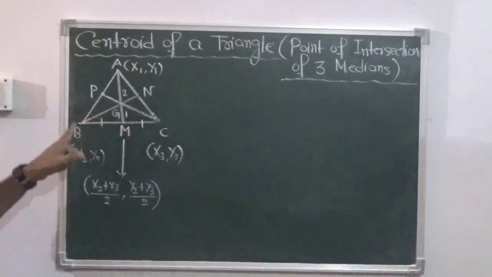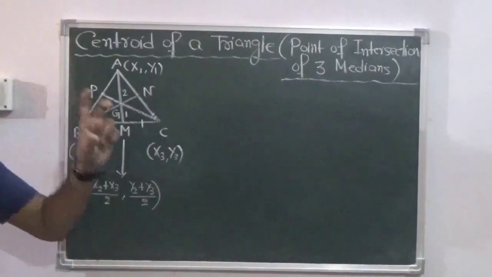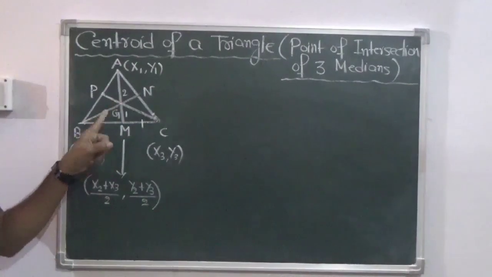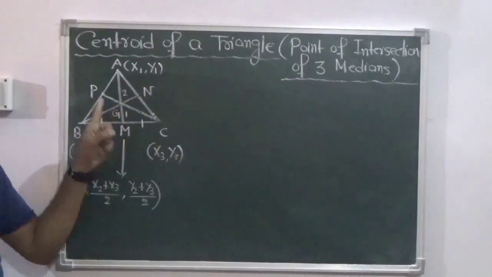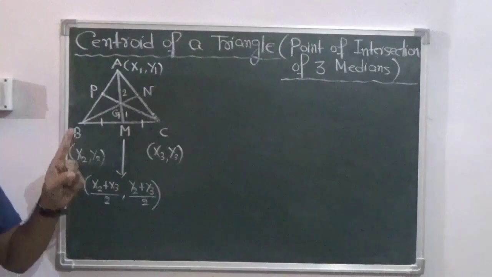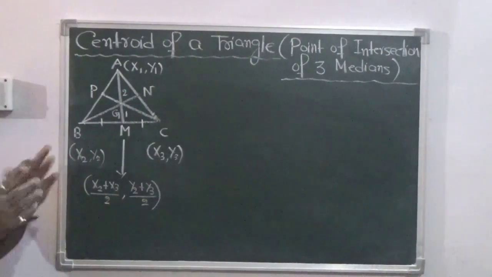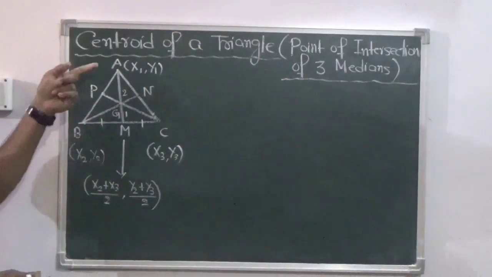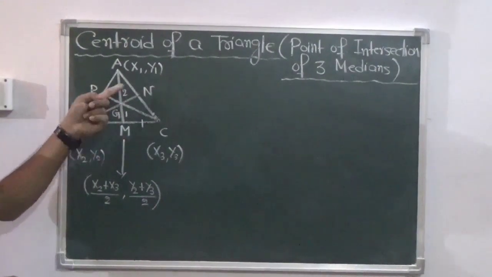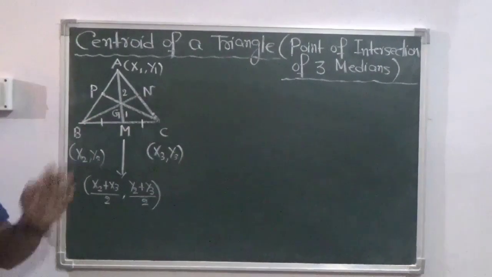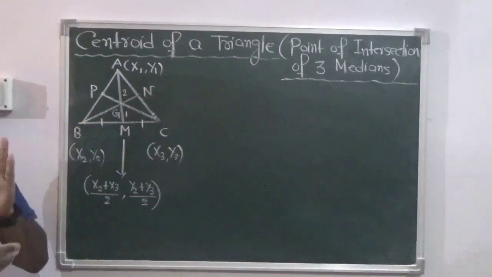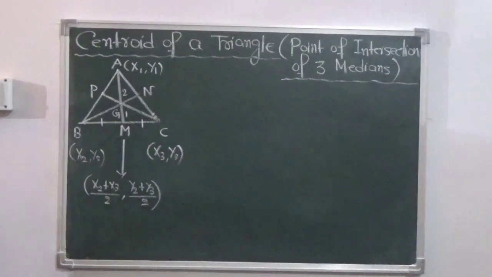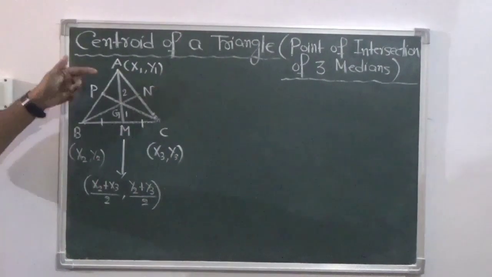Now AM, BN, CP are the three medians, and the point of intersection of these three medians, represented by G, is known as the centroid of this triangle, and this centroid divides the join of A and M in the ratio of 2:1. So the centroid divides the median in the ratio of 2:1. So now we apply the section formula in this case.